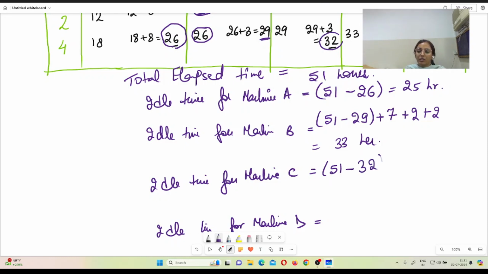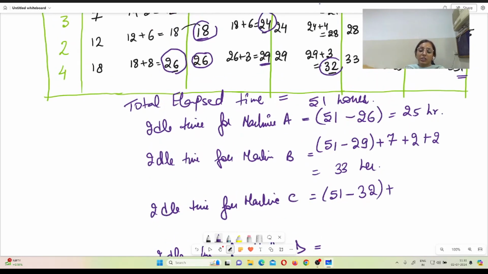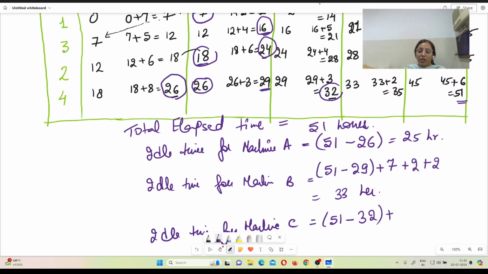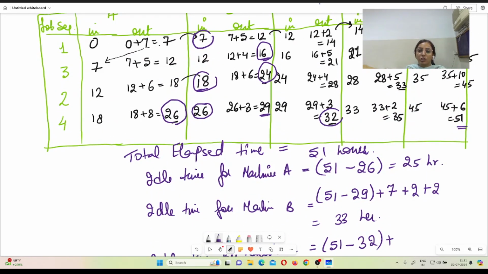So 51 minus 32, that is the end point. But we have to see the sub starting points also from job 1. So from job 1, we have to check, yes, machine C has 12 hours in the initial stage of job 1. Then find it over here, it is 14 and 16, right? That means 2 hours over here in job number 3.